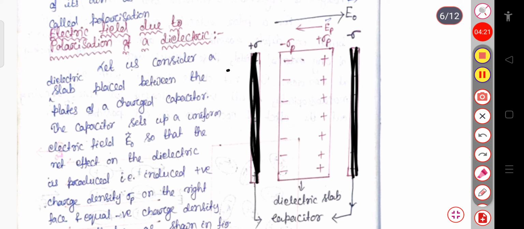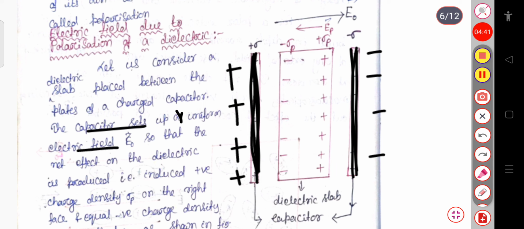The charges are: this is your positive charge, and this one is your negative charge. They are present in this capacitor like this, suppose. Since this capacitor is already charged, it sets up a uniform electric field, that is E0. So this uniform electric field is just because of the charged capacitor.